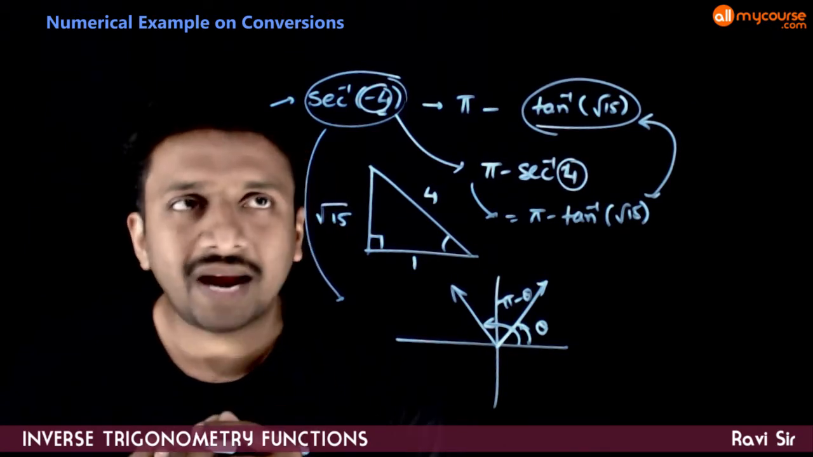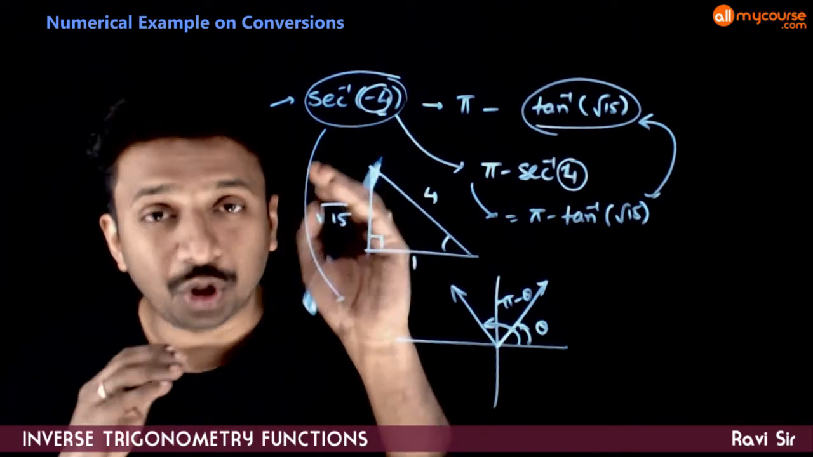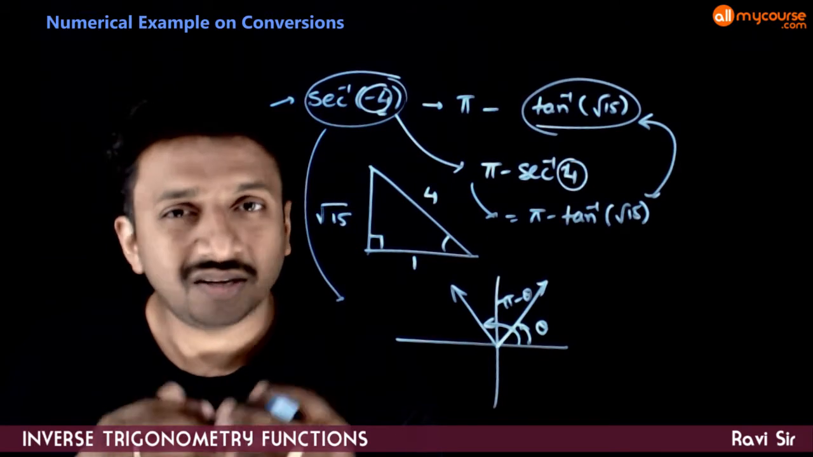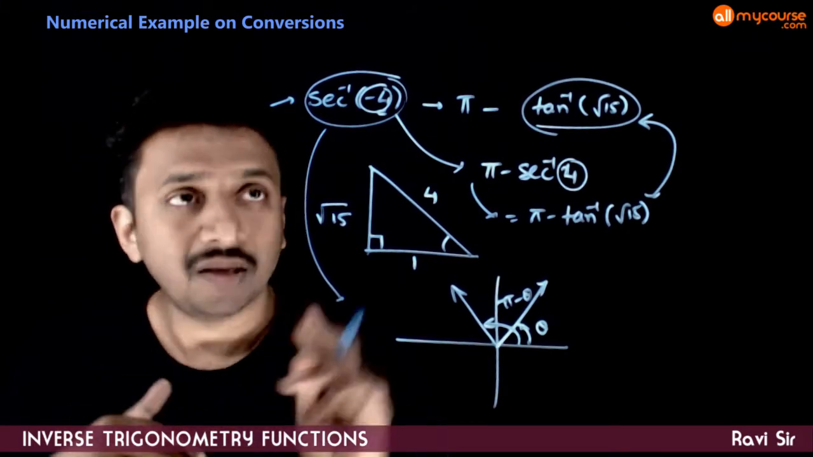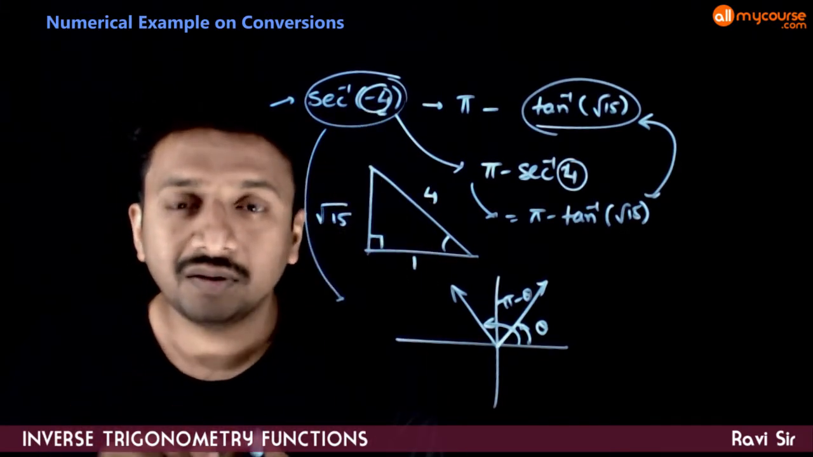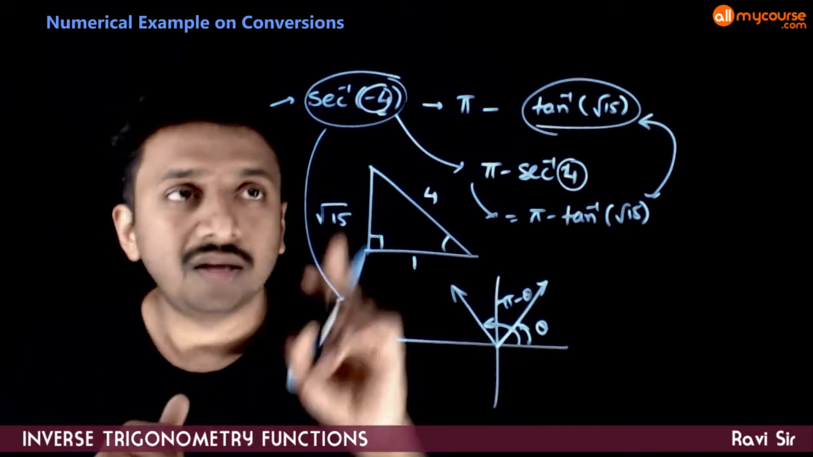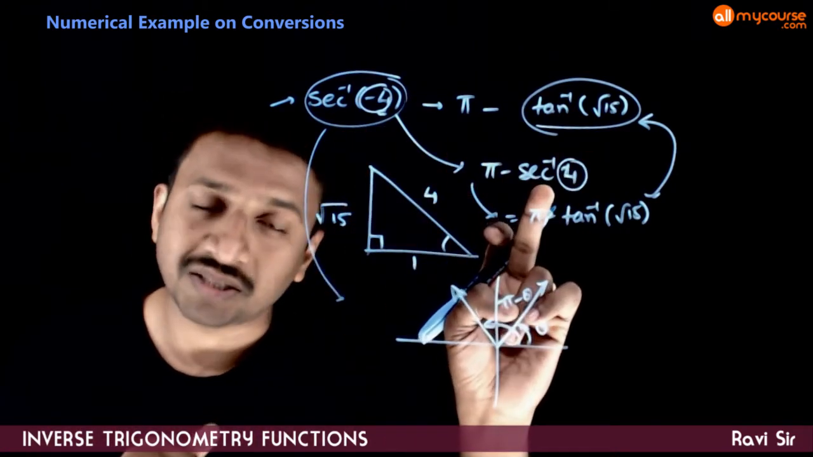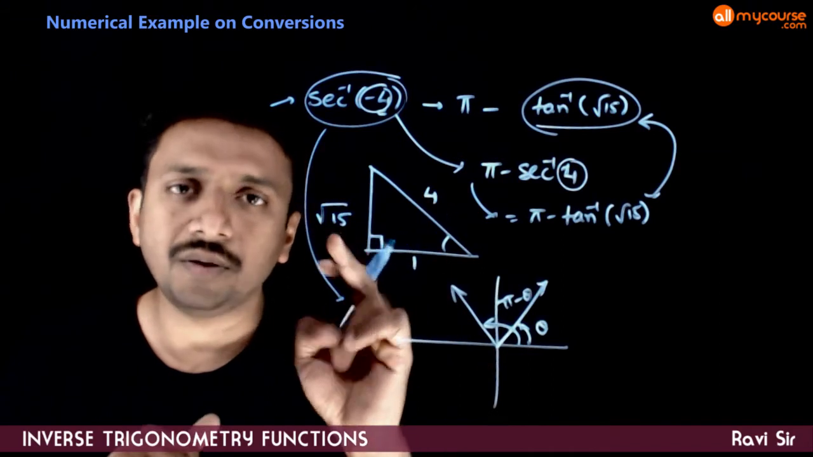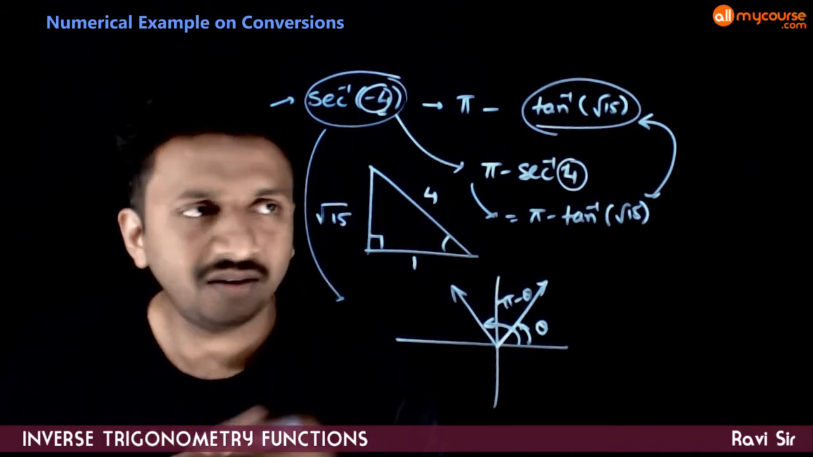So it doesn't really matter. In numerical questions, you don't need to remember the formulas also. Whenever you have a negative number, using property 1, convert the number into a positive number, then directly use the triangle method for conversion.